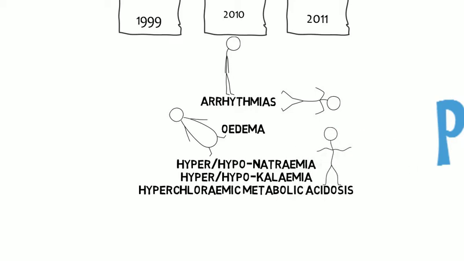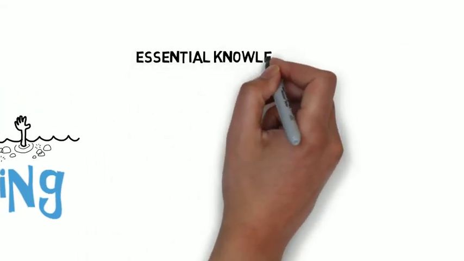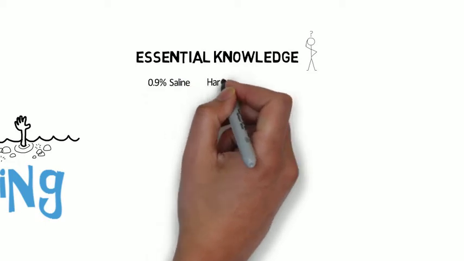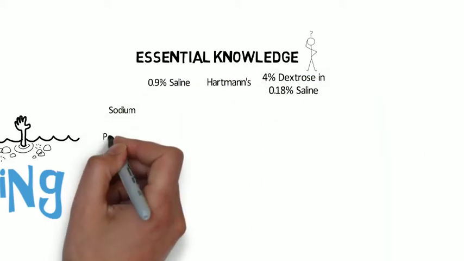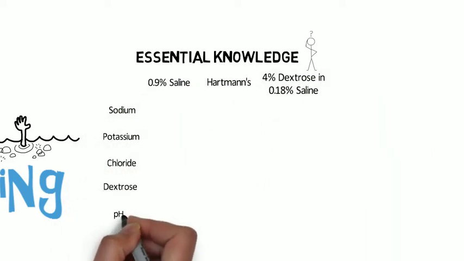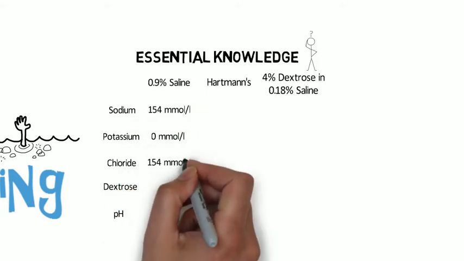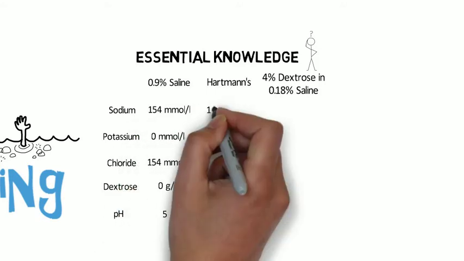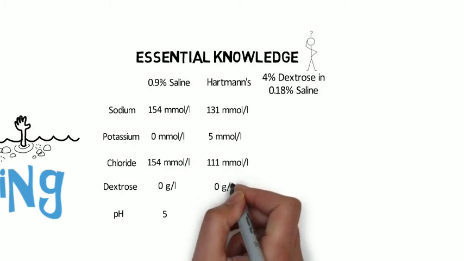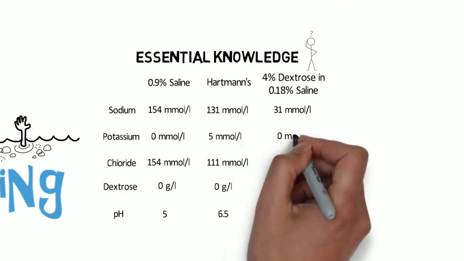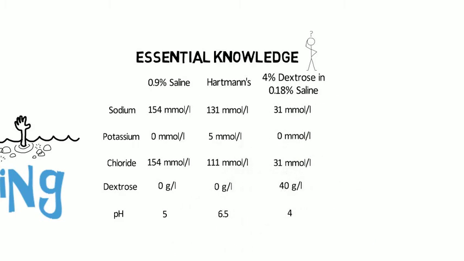There's some core knowledge that it's vital to know in order to prescribe safely. What's in the basic fluids? So-called normal saline has a huge quantity of sodium chloride in it. Hartmann's is a little more balanced with noticeably less chloride. And 4% dextrose in 0.18% saline contains only 31 millimoles per litre of sodium and chloride ions.